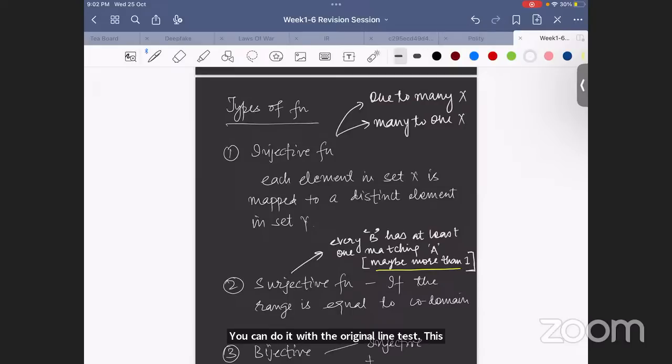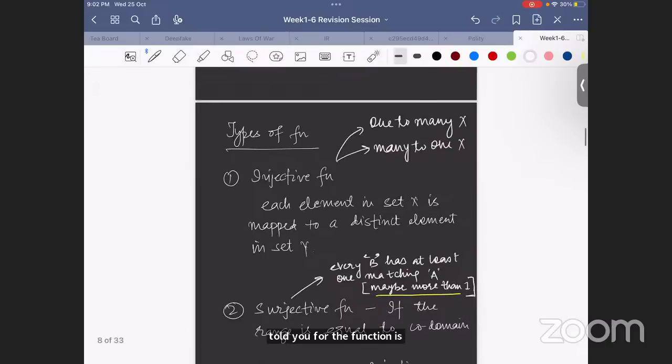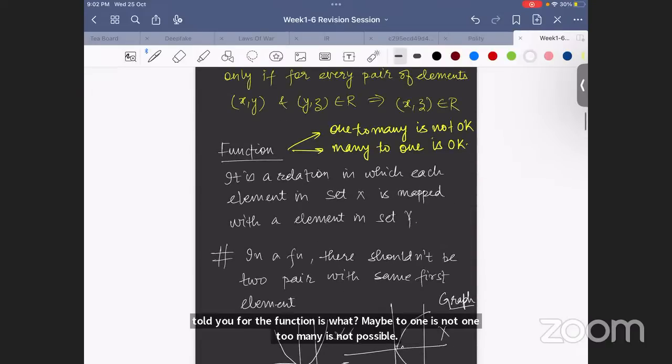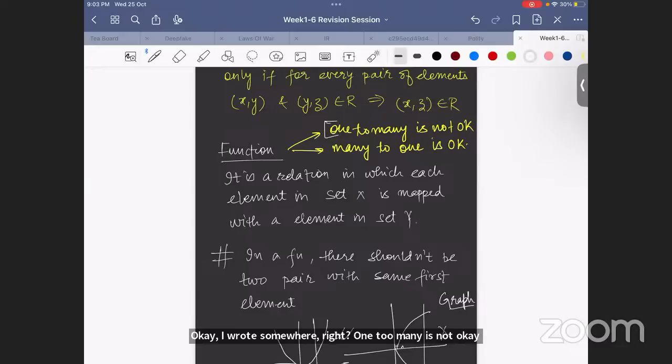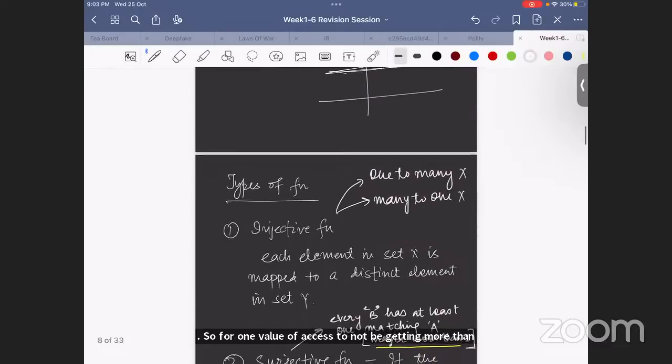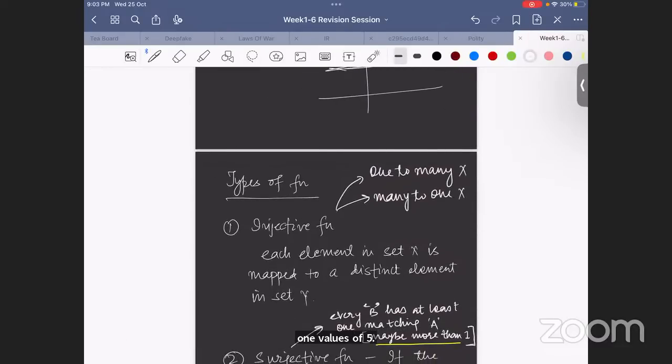So see, the only condition that I told you for the function is what? Many to one is allowed, one to many is not possible. I wrote somewhere that one to many is not okay. So for one value of x, you should not get more than one value of y. That condition should be satisfied, then only it can be a function.